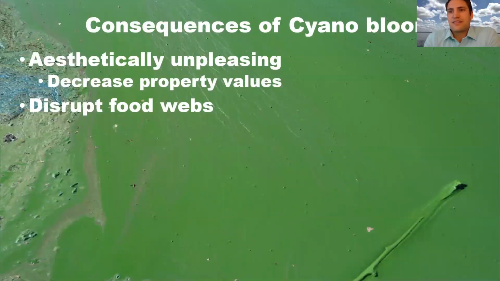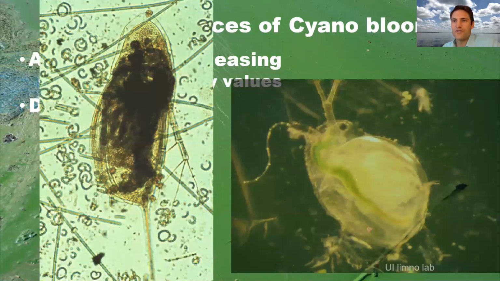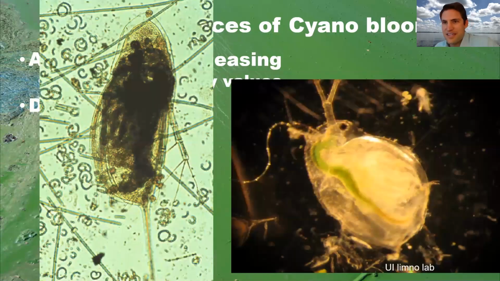To most people, they're aesthetically unpleasing. They decrease property values, but they also disrupt food webs. Here are the herbivores, the Daphnia, that can eat these blooms. And what you can see here in the background are some of those straightened filaments that I showed, and also these curly filaments, and they are really large compared to the Daphnia that need to eat them.